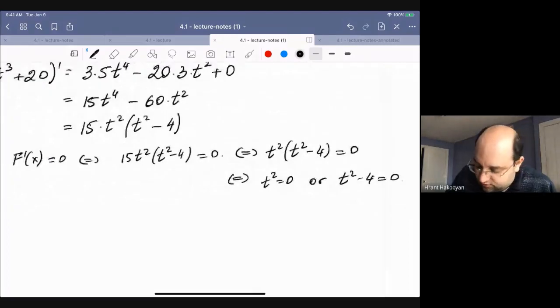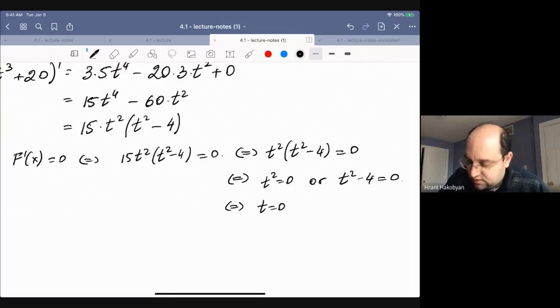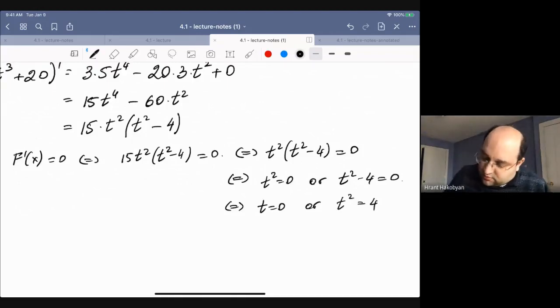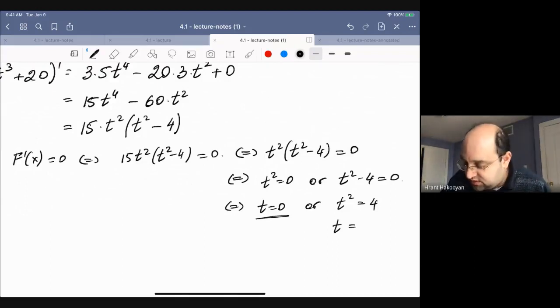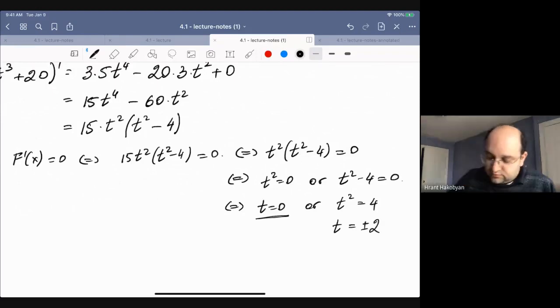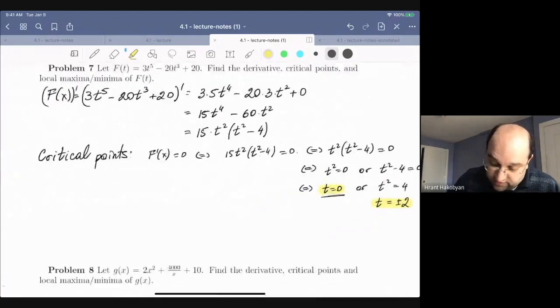Well, what does that mean? Well, t squared equals 0 means that t is equal to 0. And t squared minus 4 equals 0 means that t squared is equal to 4. Well, that's just t equals 0 here. And then this is the same thing as saying that t is equal to what? Square of something equals 4, so that means t is equal to plus or minus 2. Okay, so those are my roots. The roots or the critical points are t equals 0 and t equals plus and minus 2. So I have 3 roots.